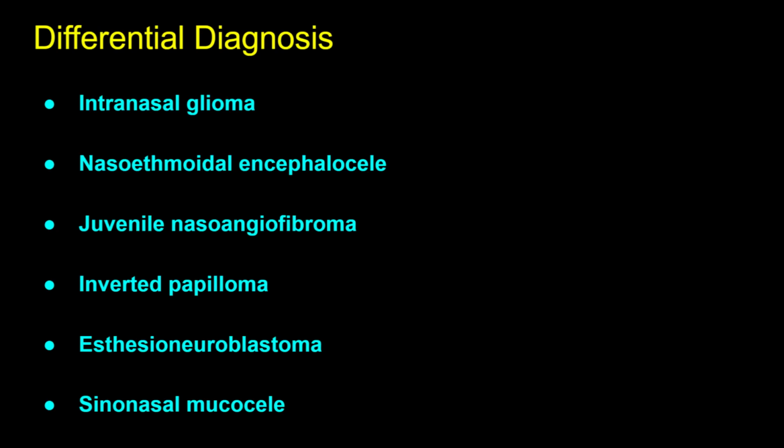The differential diagnosis of a mass extending from the paranasal sinuses to the posterior nasal cavity includes intranasal glioma, nasoethmoidal encephalocele, juvenile nasoangiofibroma, inverted papilloma, esthesioneuroblastoma, and sinonasal mucocele. Distinguishing features on CT and MRI, combined with clinical context, typically allow an accurate diagnosis.